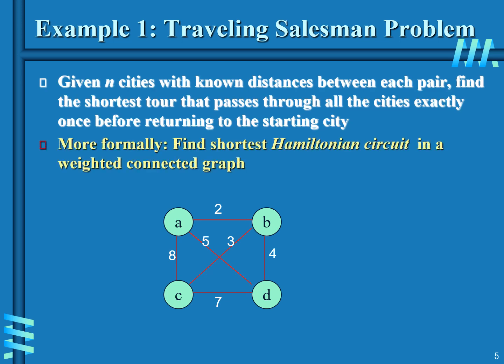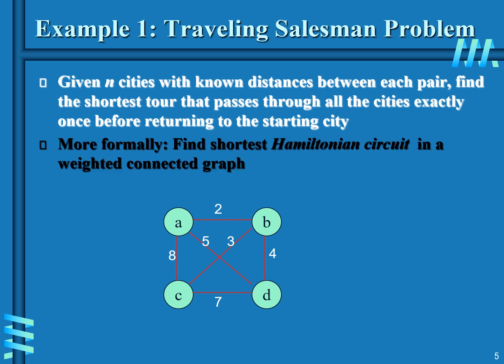Formally, the problem is to find the shortest Hamiltonian circuit in a weighted connected graph. A Hamiltonian circuit is a simple cycle in which all the vertices are visited exactly once, whereas the first and the last vertices should be the same.